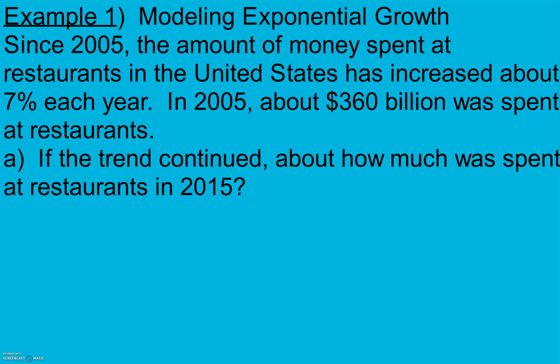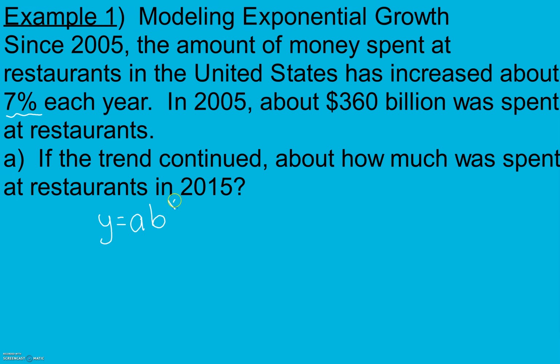about 7% each year. In 2005, about $360 billion was spent at restaurants. If the trend continued, about how much was spent at restaurants in 2015? So here, we're talking about exponential growth. It's increasing by the same percentage each time, which means we have to multiply. Because we're multiplying by the same amount each time, it's an exponential function, and we're going to use our exponential model here.